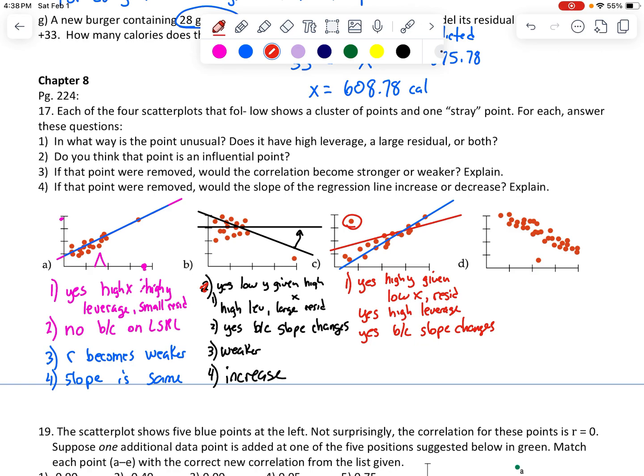And lastly, if the point were removed, would the correlation become stronger or weaker? In this case, it's our first one that says stronger. Since that point didn't meet the line at all, there's less scatter now. That point had a large residual. And if that point were removed, my regression line goes in an upward direction, so therefore the slope increases.